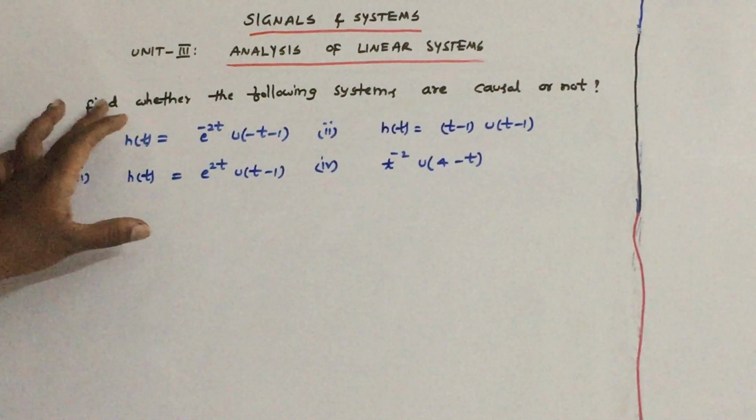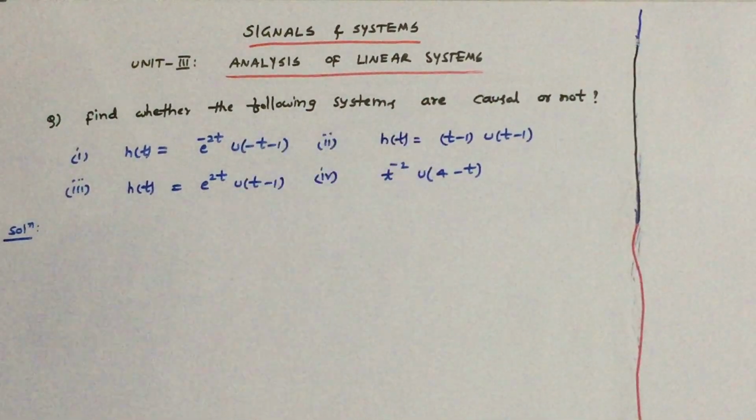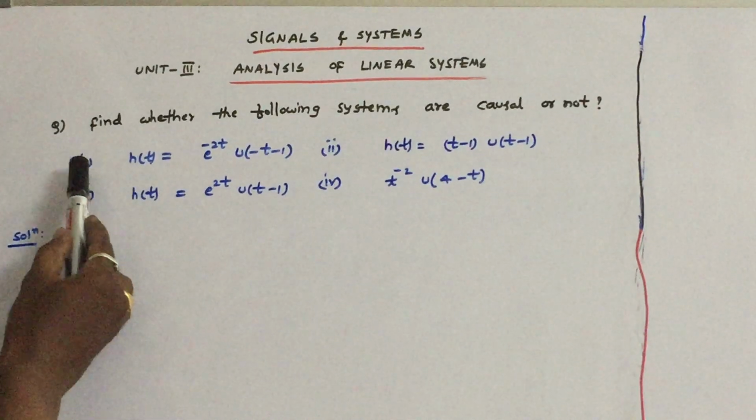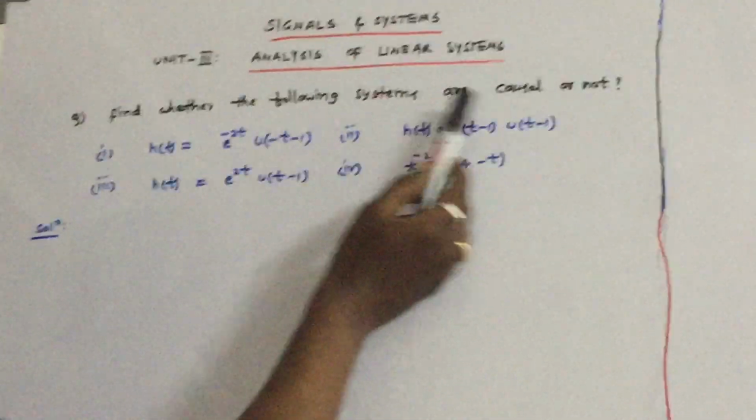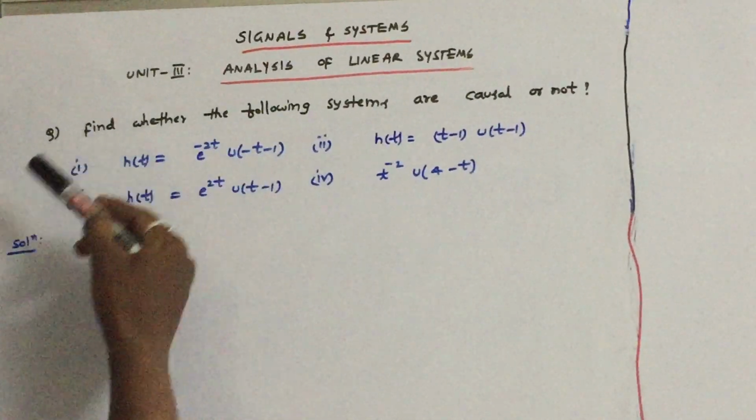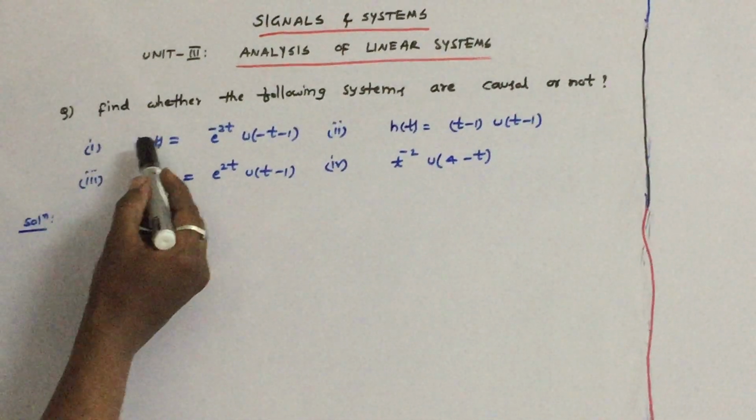Let us see this question. Find whether the following systems are causal or not. Here 4 systems are given. We want to find out whether these systems are causal systems or not. So what is given in this problem?